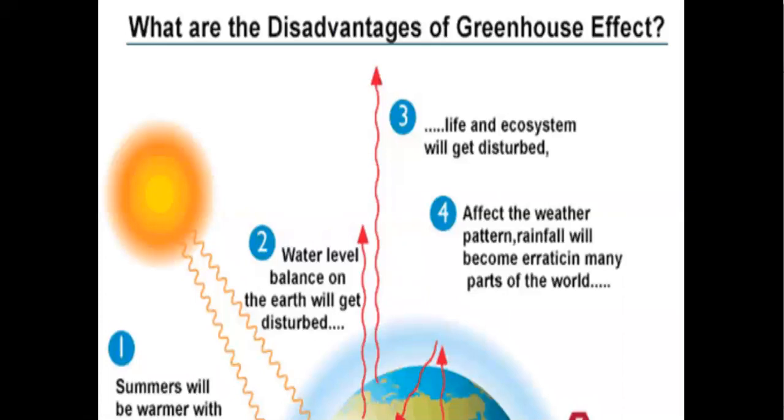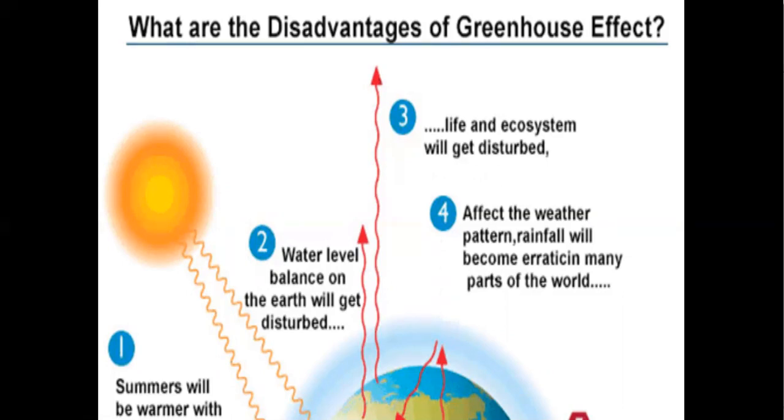Also, some disadvantages of the greenhouse effect are the increasing rate of temperature. Summers will be warmer with natural disasters, the water level balance on earth will get disturbed, and life and ecosystems will get disturbed. It also affects weather patterns and rainfall, which will become erratic in many parts of the world.